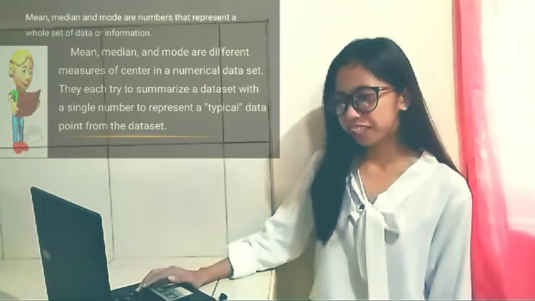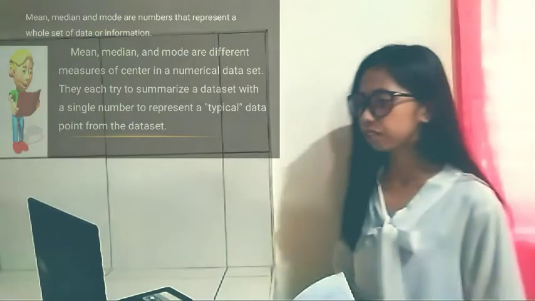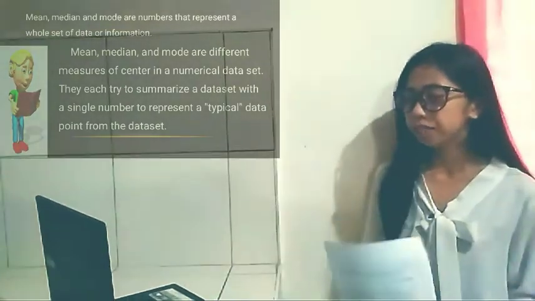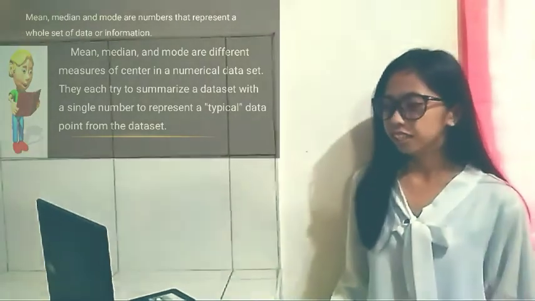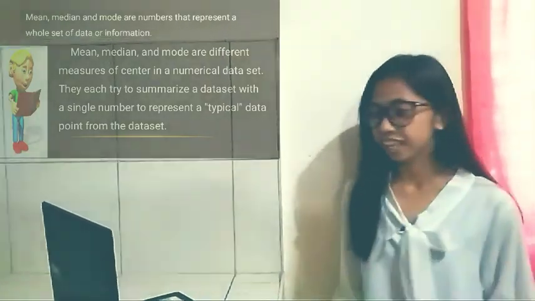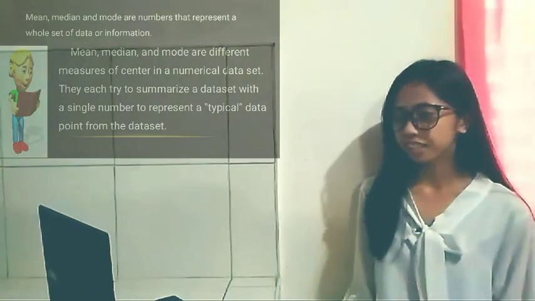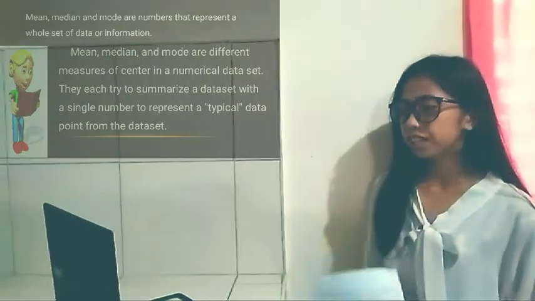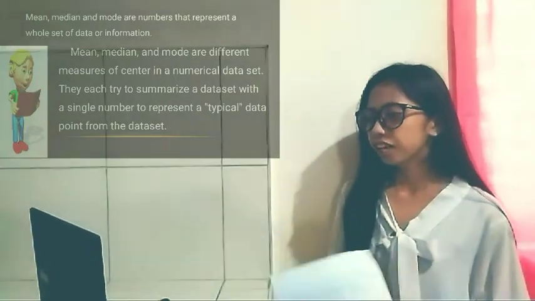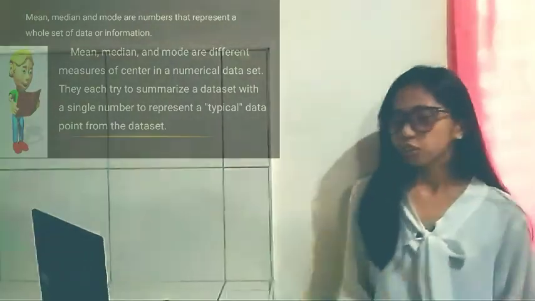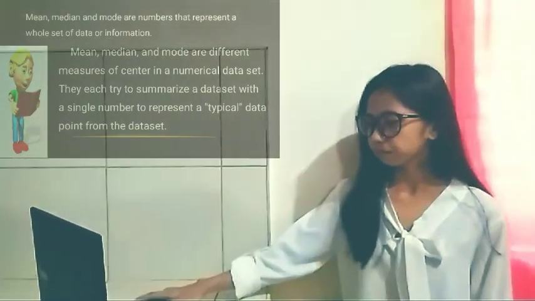So what is mean, median, and mode? Mean, median, and mode are numbers that represent a whole set of data or information. They are different measures of center in a numerical data set. They each try to summarize a data set with a single number to represent a typical data point from the data set. So basically, mean, median, and mode are measurements used for a numerical data set. These three are the summary of a whole data set.